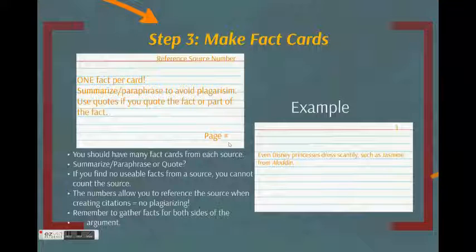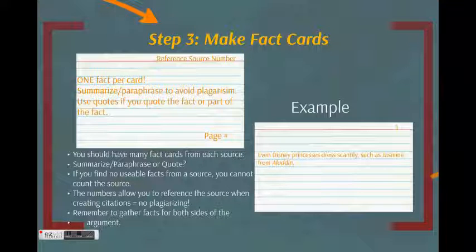If you don't have that information, if you don't have it printed on the PDF that you found in the database, or it came from a web page and the web page doesn't have page numbers, then you just don't have page numbers, and that's okay. All right, so you should have quite a few facts from each source. So maybe you have 20 facts from one source. That's perfectly fine. You don't have to spread them evenly over the sources.